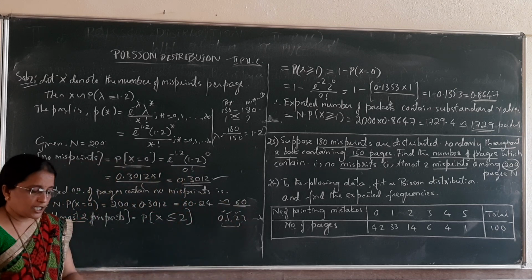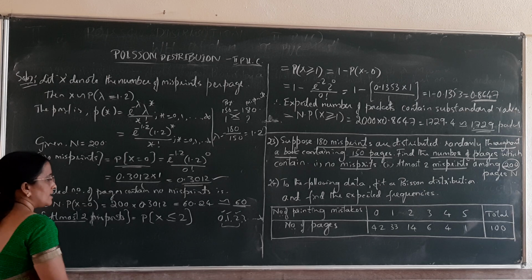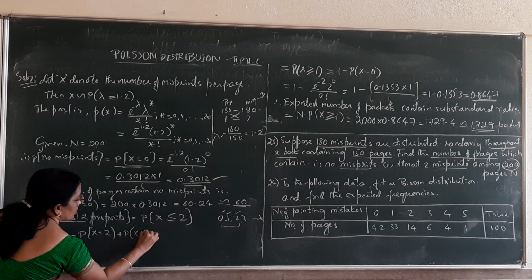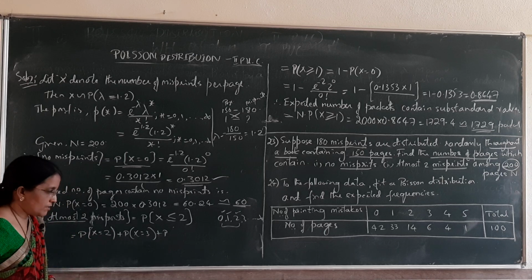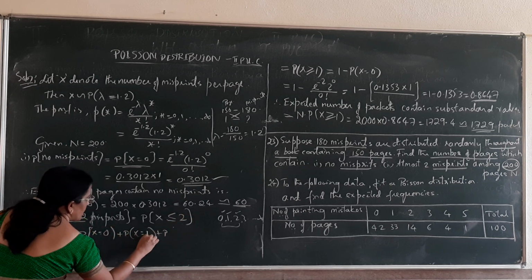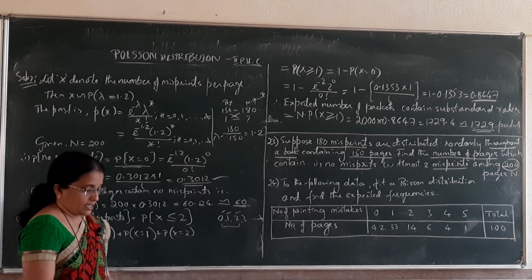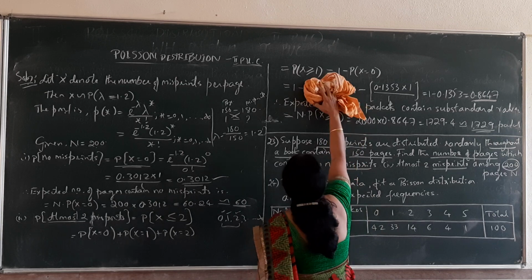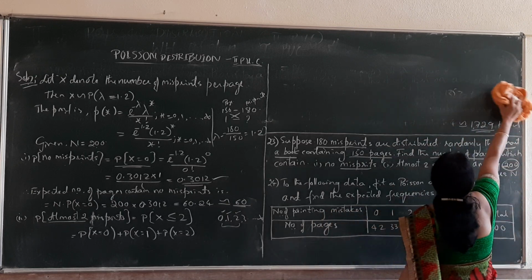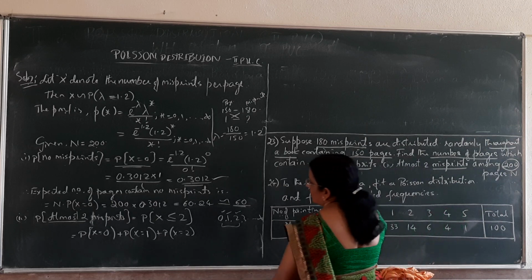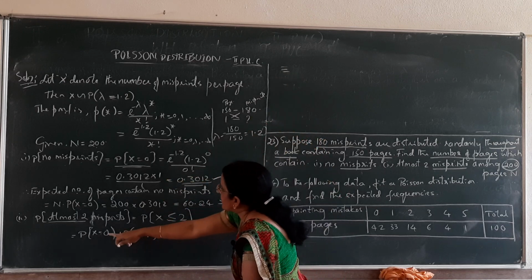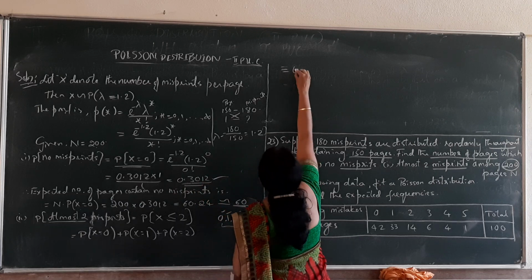That is, we want the probabilities of 3 values, right? 0, 1, 2. We must start from 0. That is, first one is P of x equal to 0 we want. Next one, P of x equal to 1, and next P of x equal to 2. Let us continue that. Put the values 0, 1 and 2 in the probability mass function. P of x equal to 0, already we have calculated, that is 0.3012.